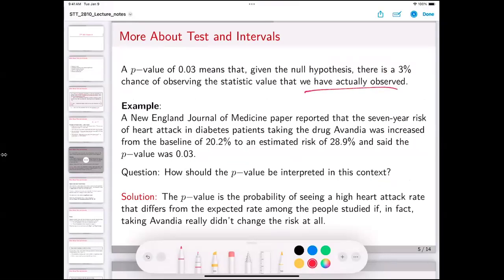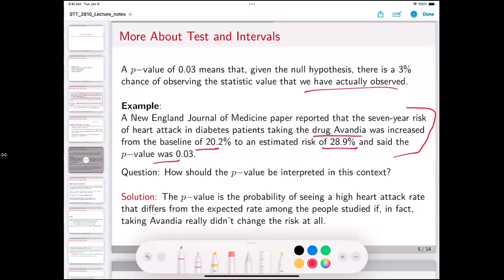And so I went ahead to also give a short example of how to interpret a low p-value. So when you look at this example here, it says that a New England Journal of Medicine paper reported that the 7-year risk of heart attack in diabetes patients taking the drug Avandia was increased from the baseline to an estimated risk of this. And the p-value is this. So you can see when the p-value is small, they reject the null hypothesis. So they concluded that there is an increase in risk from the baseline.